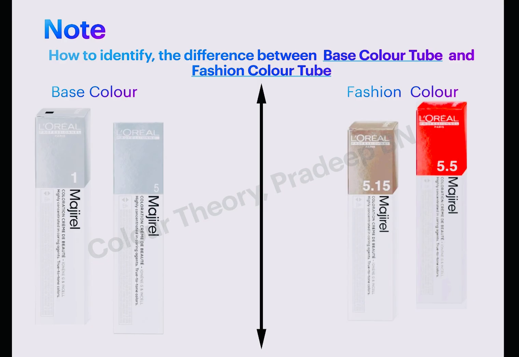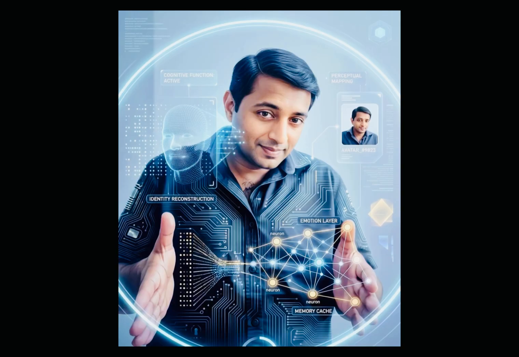If you see a color tube with 5.15, 5.65, 4.20, 4.12, those color tubes are called fashion color tubes, because after the point there is some number. Those numbers are called reflection. In 5.15, the 0.15 represents the reflections, so that is called a fashion color tube.